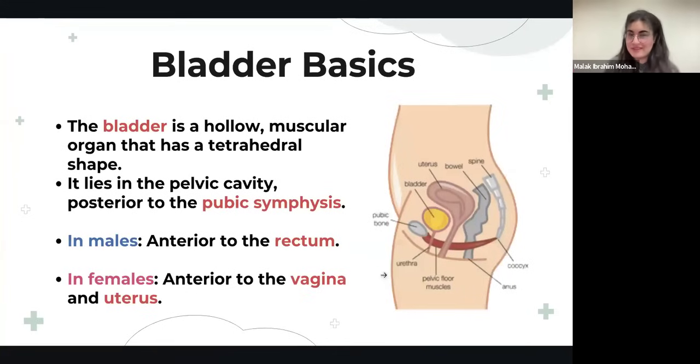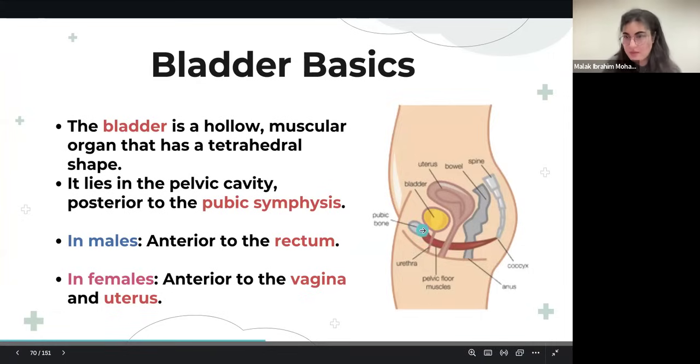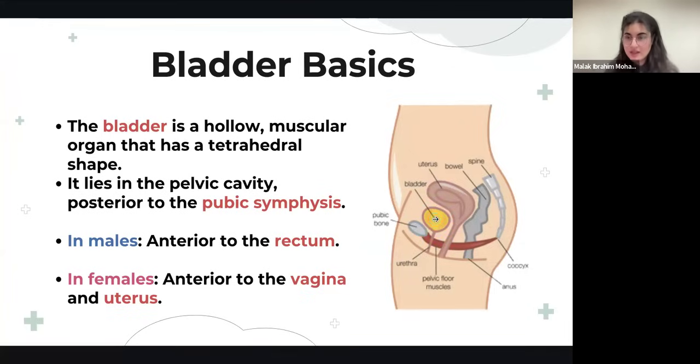So the bladder basics, again, we always like to start with the basics. The bladder is just a hollow muscular organ, and it has a tetrahedral shape. What does this mean? You'll see in a second. It lies inside the pelvic cavity, directly posterior to the pubic symphysis, or the pubic bone. So this is your pubic symphysis, and you would have your bladder directly located behind it, posterior to it.